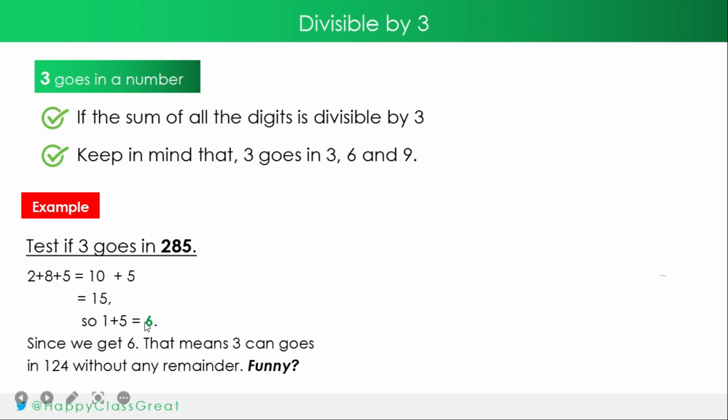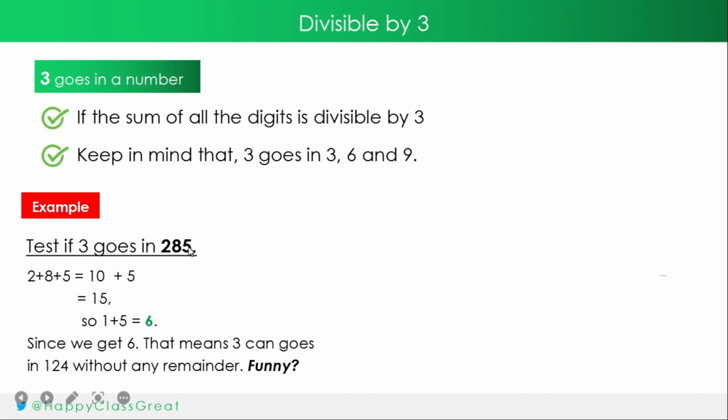So since we get 6 here, that means 3 can go in 285. Sorry, I made a mistake here, it's not 124. I probably did that one already. So you can know that 3 can go in 285. Don't look at this one. 3 can go in 285 without remainder.